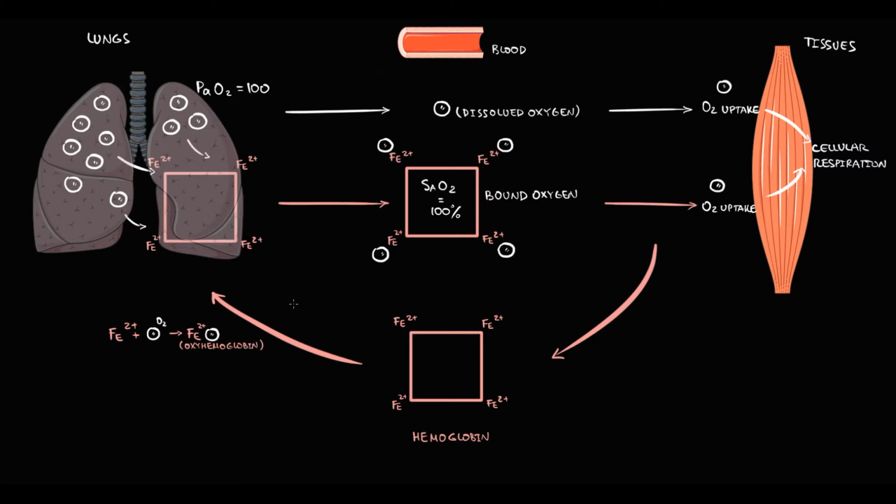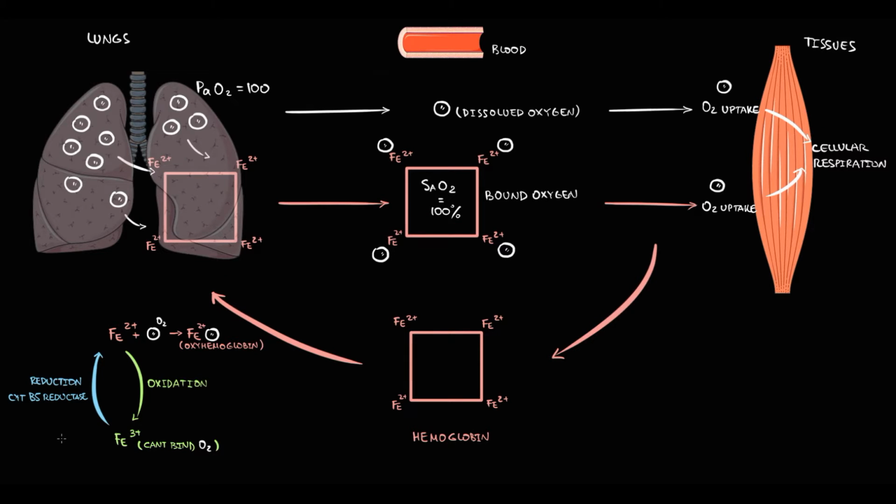But if iron gets oxidized to +3 charge, in this oxidized form, iron cannot bind oxygen. So to make iron useful again, we have to reduce it. And naturally, we have a cytochrome-b₅ reductase, which converts iron from +3 charge to +2 charge. Interestingly, this process is physiological, and even in normal condition, 1 to 2% of all hemoglobin molecules is methemoglobin.